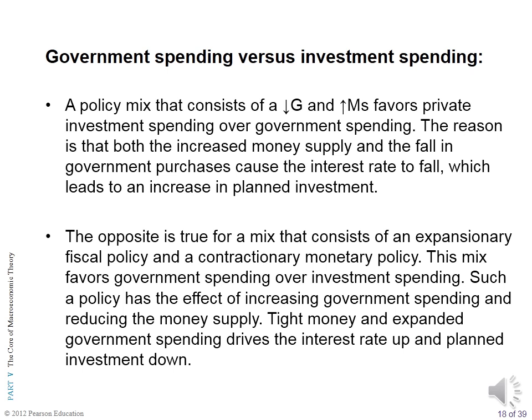The opposite is true for a mix that consists of an expansionary fiscal policy and a contractionary monetary policy. This mix favors government spending over investment spending. Such a policy has the effect of increasing government spending and reducing the money supply. Tight money and expanded government spending drive the interest rate up and the planned investment down.